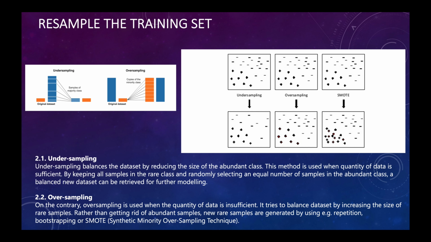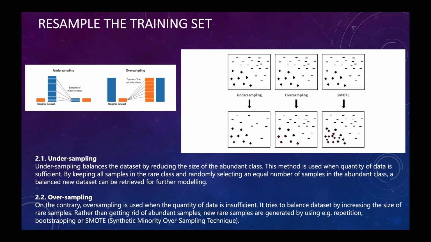The second technique is resampling the training data. Apart from using different evaluation criteria, one can also work on getting a different dataset. Two frequently used approaches to make a balanced dataset out of an imbalanced data are undersampling and oversampling. The undersampling method balances the dataset by reducing the size of the abundant class. This method is used when the quantity of a dataset is sufficient, by keeping all the samples in the rare class and randomly selecting an equal number of samples in the abundant class.